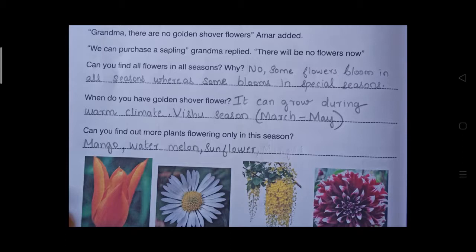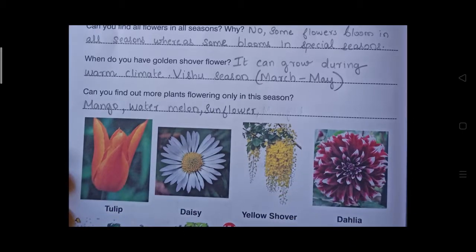Can you find out more plants flowering only in this season? I have mentioned some examples. You can discuss with your parents and give some more examples. Mango, we know, will be available during our summer vacation. It grows in the warm climate. So I have mentioned mango here. Watermelon also will be available during the warm climate, and sunflower also blooms in the same climate. So you can give some more examples here.